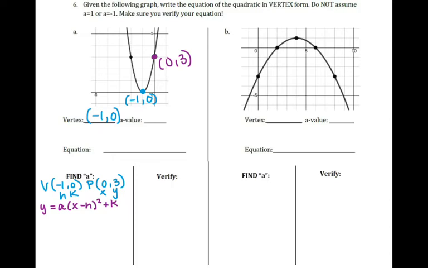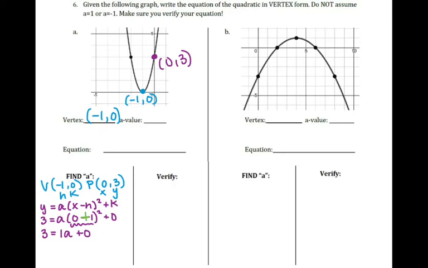So Y was 3. X is 0. Again, I'm just looking at where I labeled my points, so X, Y, H, and K. Minus H, so I'm subtracting negative 1. Squared plus K, which is 0. Well, since I'm subtracting the negative, that's going to change that to a plus. And we're going to start solving for A. So I have 3 equals, order of operations tells me to do the parentheses first. So that's 1 squared, which is 1A plus 0.